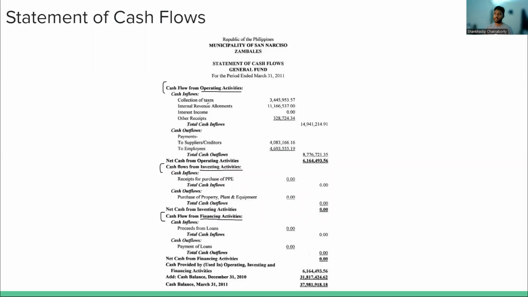This isn't your typical business, but their form of income is tax collection and internal revenue collection. So that's why that's positive. That's cash they got right now. Other receipts or receivables, actually receivables would be negative. So these are just receipts that they have right now. They added that up. They have 14 million in cash inflows.